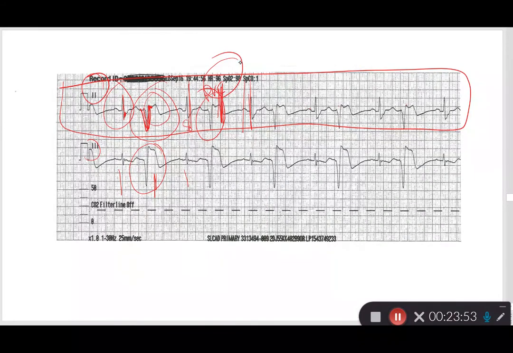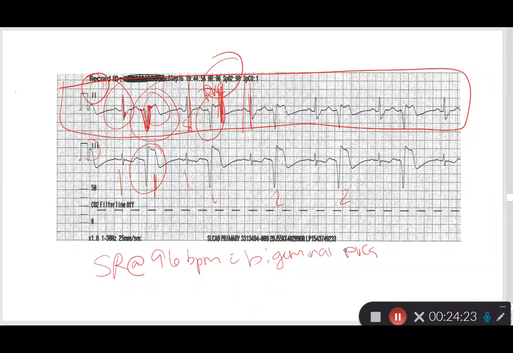I do need to check a mechanical pulse with this and make sure that these PVCs are conducting a beat, because if not, this patient would actually be pretty bradycardic. But I have a sinus rhythm, 96 beats per minute, with bigeminal PVCs, because it's every second beat: 1-2, 1-2, 1-2. Now, since they're having PVCs so often, I would worry about this patient going into VTach. So this may be a patient I want to start an antiarrhythmic on, like amiodarone.